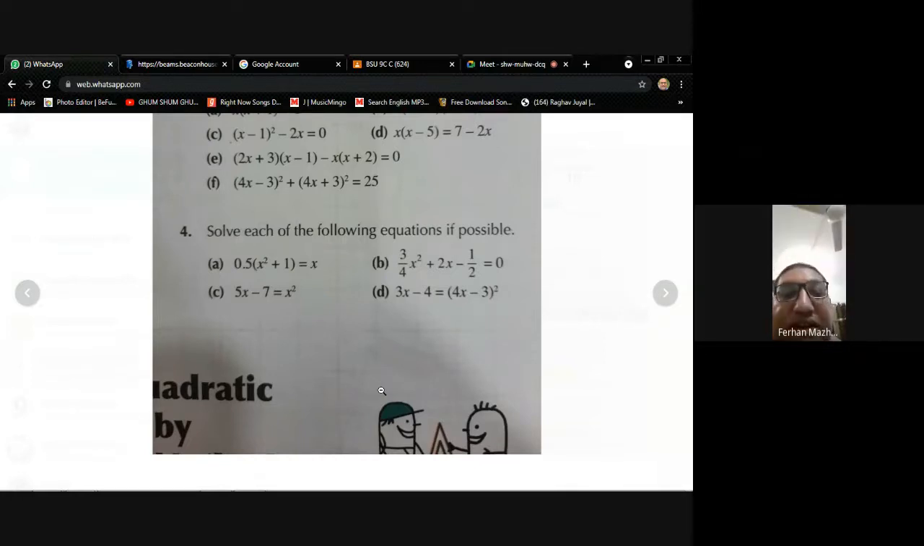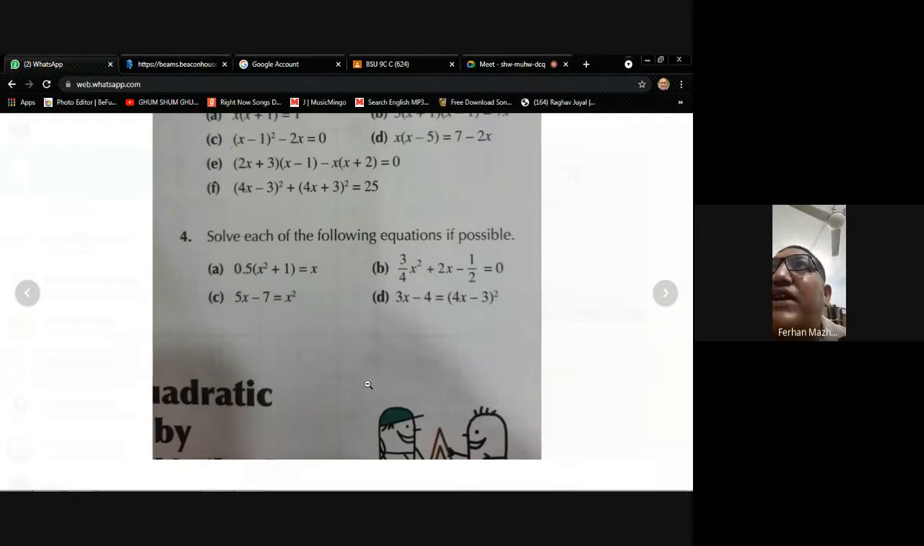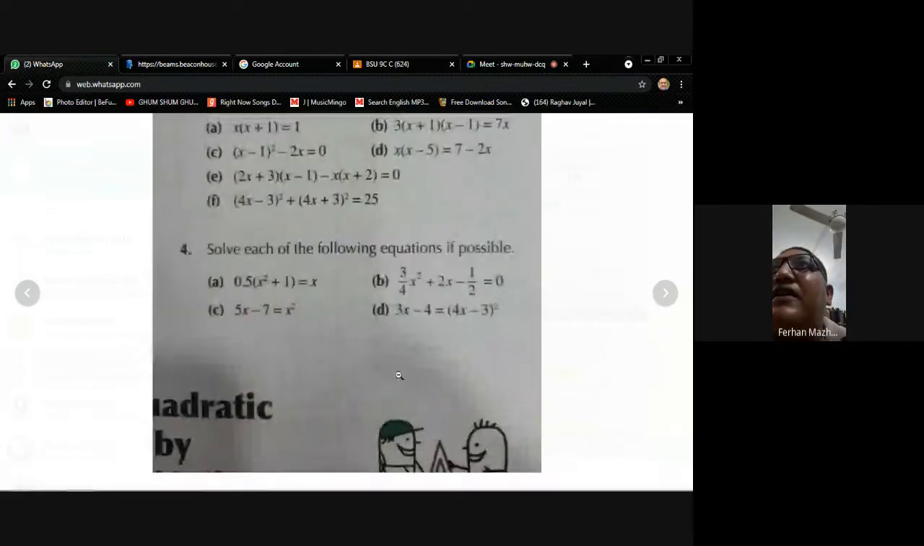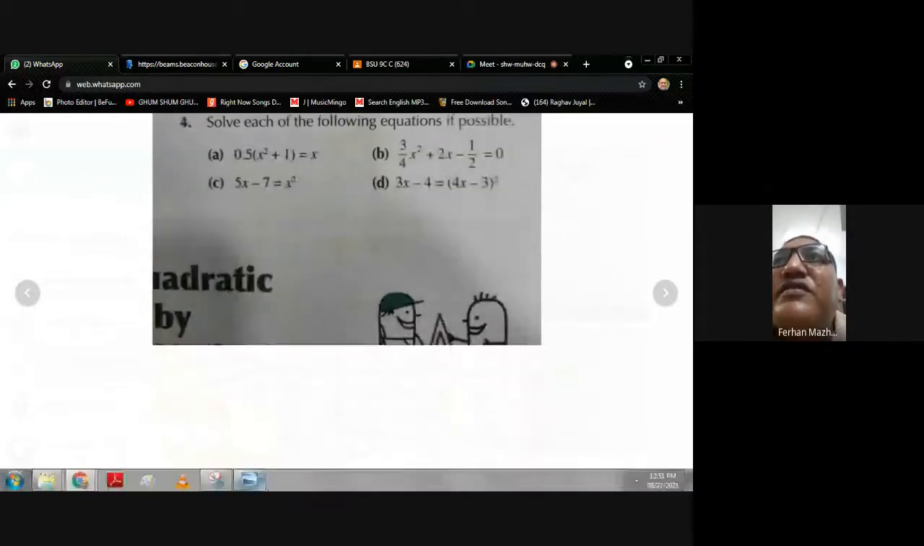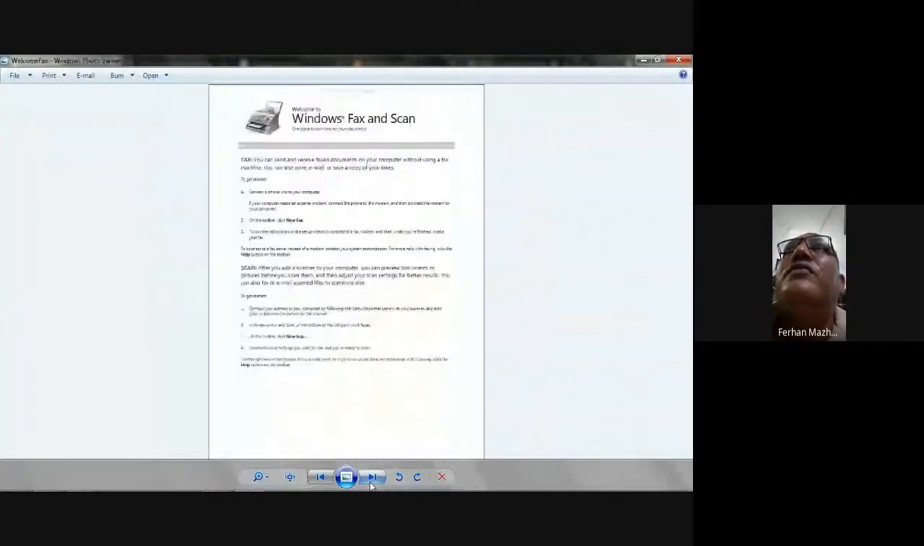Question number 4D part. So you can see this is the question number 4D part, and this one 3x minus 4 equals to bracket 4x minus 3 bracket close whole square. So we just have to open these brackets and bring them on the same side, convert it into the standard quadratic form, and then we will apply the quadratic formula. Okay, so let me show you my solution. So here we go. Where is that question? I have done. Yeah, so here is the question.